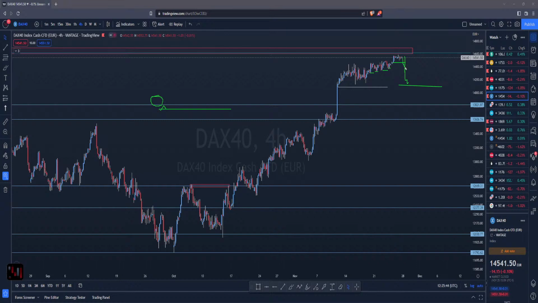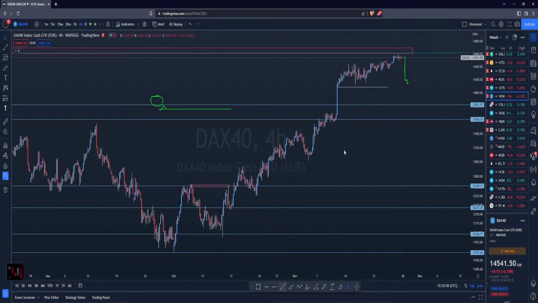I would like to see this one being broken even before price going there. That can lead price to go all the way here. Maybe this is the demand zone that we have for price to retrace to. So just literally following price at this point on the DAX can be a great opportunity next week for a sell.